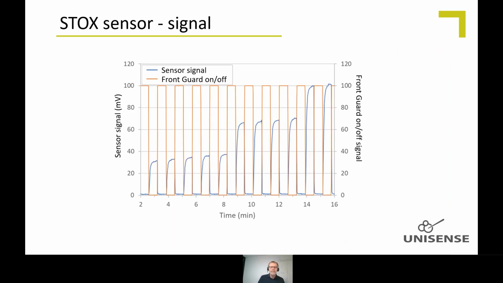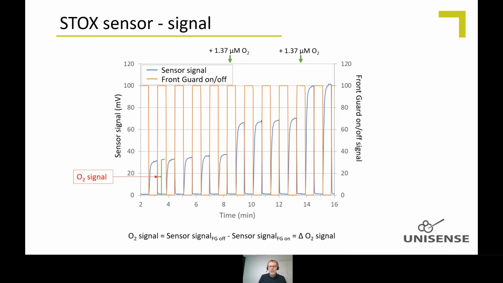The way it's operated is that the front guard is switched on and off very rhythmically, as shown here. In this case, there's 40 seconds on, 40 seconds off, approximately. So when the front guard is on, the sensor signal, the blue one, is very low. When the front guard is off, the signal rises, and you get a reading for the oxygen concentration. Then the front guard is on again, and you get a zero signal. Front guard is off, you get a reading again. In this case, in a little experiment, I added some 1.37 micromolar of oxygen, I did that twice, and that gives an increase in signal, as you can see.